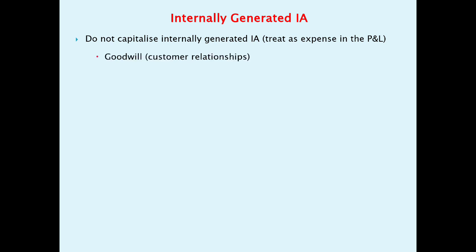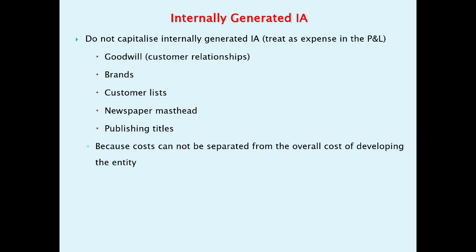Now internally generated IA. What is IA? It's internal goodwill. Do not capitalize internally generated goodwill. Treat it as an expense. Why? Internal goodwill does not meet the asset definition of an intangible asset because it's not separable. It belongs to only one business. All these you don't capitalize.